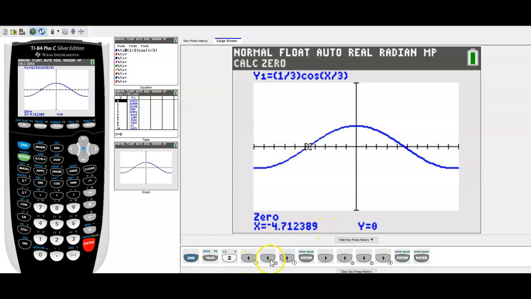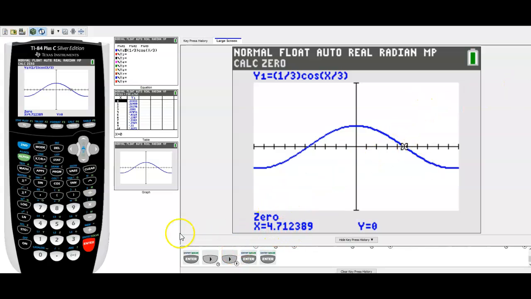Second, trace 2, scroll to the left, enter, scroll to the right, enter, enter. Okay? See if you can find the other root over here on the other side. Pause the video. When you unpause it, you'll see the solution. Well, it looks like I wasn't very creative. It's the same answer again. It's symmetrical. It's just an opposite sign. I promise it does not always turn out that way.